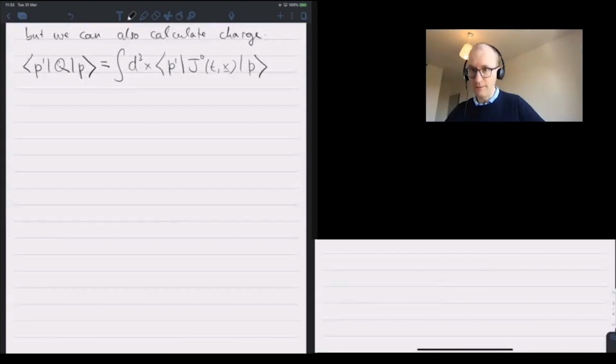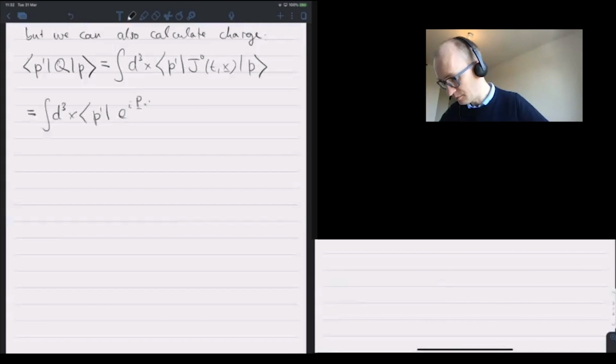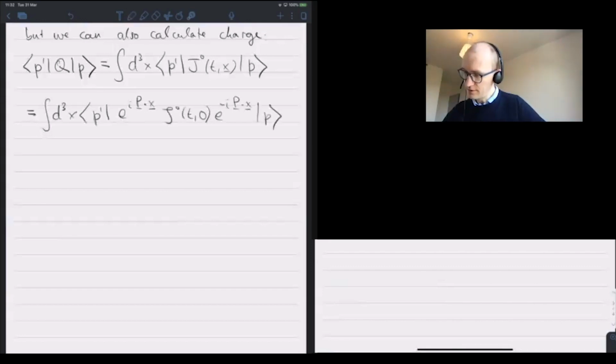And so now, just using the usual Heisenberg picture, we can write this as d3x p primed e to the I p dot x, the momentum operator, j0 of t, and then at the origin e to the minus I p dot x onto p. But now we act with the momentum operator giving us p primed, and to the right giving us p.